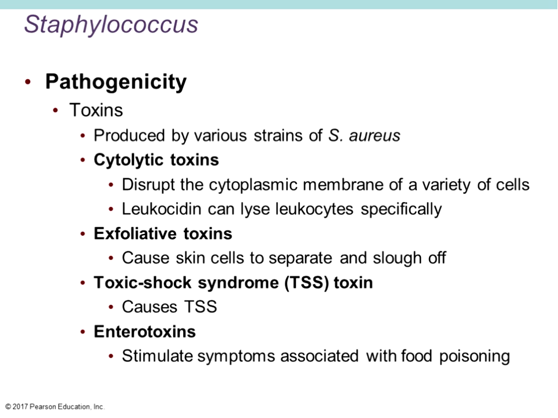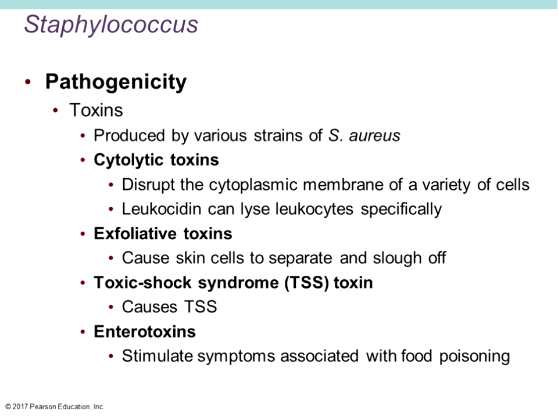Cytolytic toxins will disrupt the cytoplasmic membranes of lots of different cells, and leukocidins can actually burst leukocytes specifically. So they can take those white blood cells and make them burst so that they won't be effective against Staphylococcus. We have exfoliative toxins.